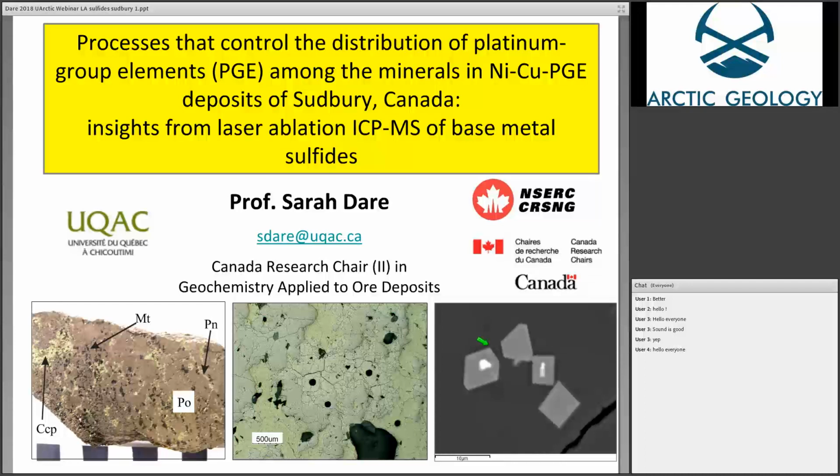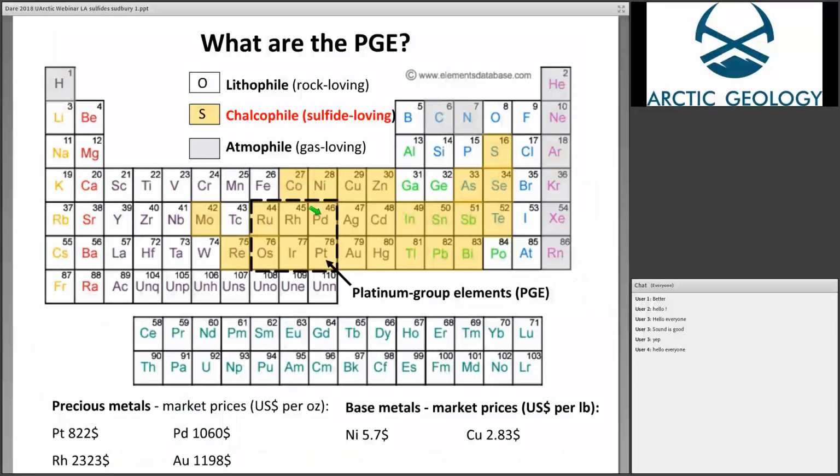So for those who are not necessarily familiar with magmatic ore deposits and platinum group minerals, what are the PGE? They're precious metals. They're here in the periodic table. They consist of a group of 6 elements. So it's osmium, iridium, ruthenium, rhodium, palladium, and platinum. They're typically associated with gold as well.